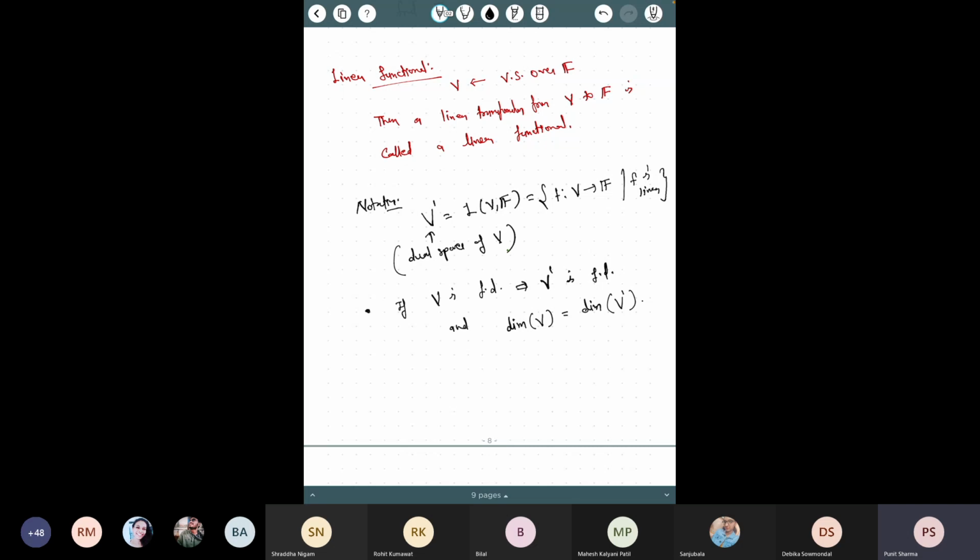So up to this point at least you can say clearly, right? If V is finite dimension, then V dash is finite dimension. What is the doubt? Why is the dimension of the field coming into the picture? What will be the dimension? Can it be infinite?